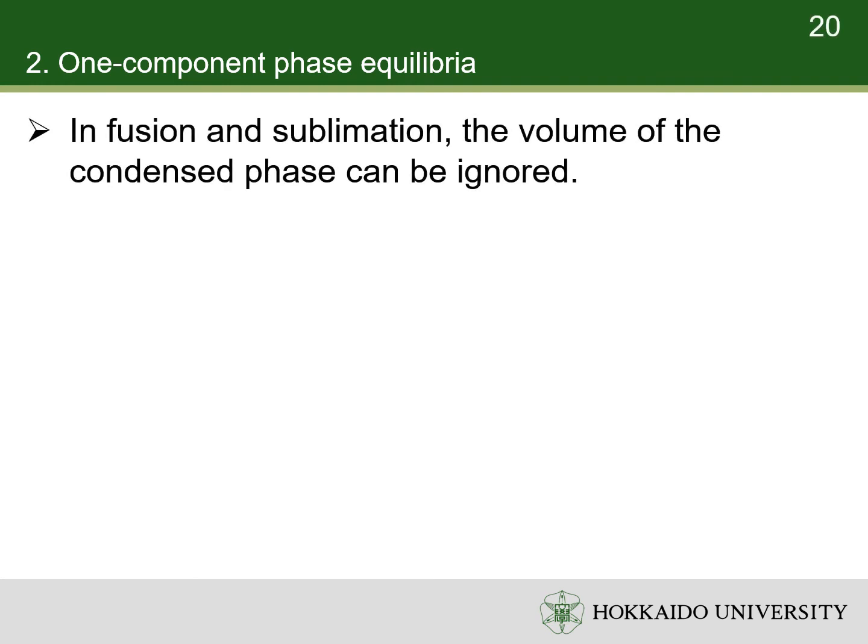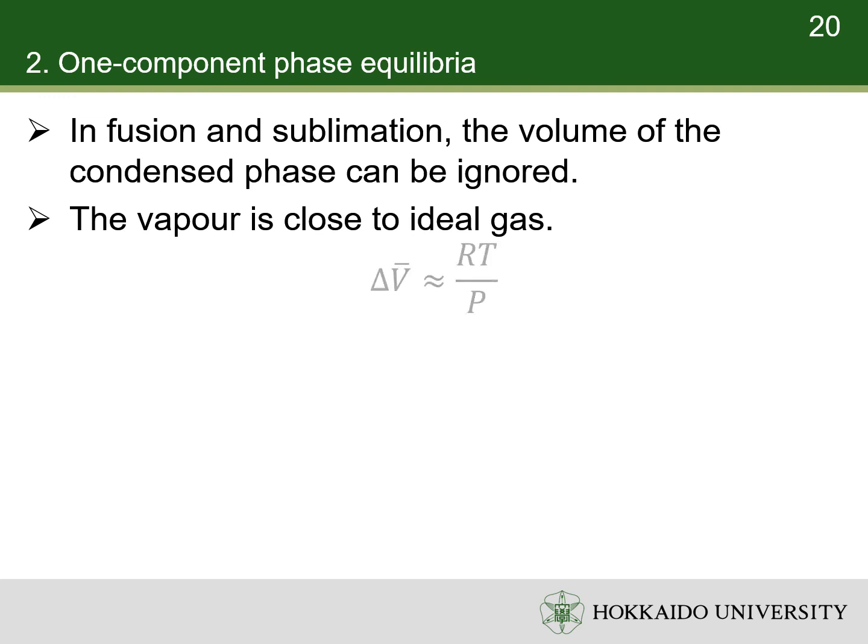In vaporization and sublimation, the volume of the vapor is much greater than that of the condensed phases. Therefore, the volume change is approximately the volume of the vapor. Furthermore, in most conditions, the properties of the vapor are close to that of an ideal gas. Thus, the volume of the vapor can be replaced by pressure and temperature according to the ideal gas law.